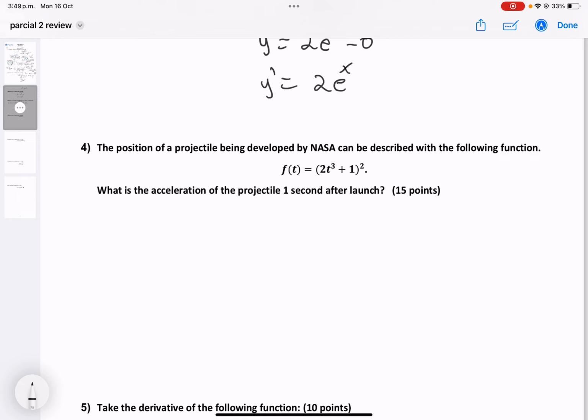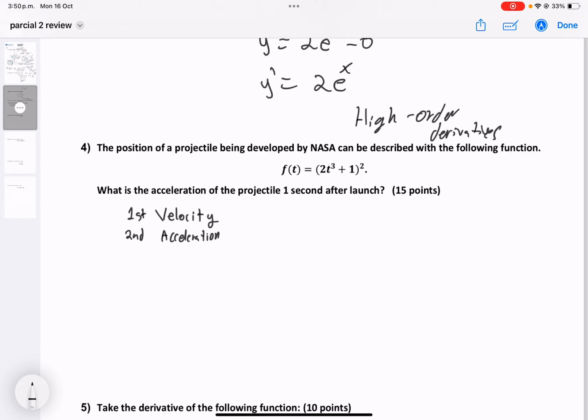Now, number 4. The position of a projectile being developed by NASA can be described with the following function. What is the acceleration of the projectile 1 second after launch? So for this problem, we need to remember high order derivatives. High order derivatives mean that you can take the derivative of a function multiple times. And in physics, the first derivative is what we call velocity. And the second one is what we call acceleration.